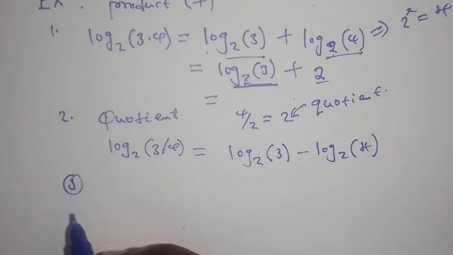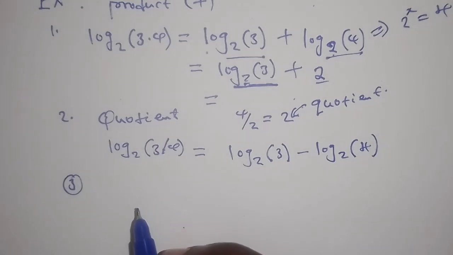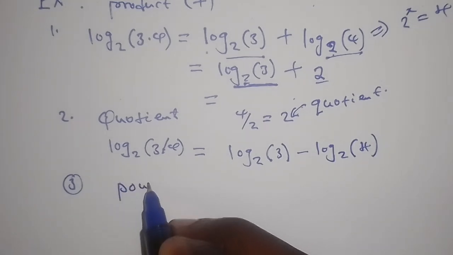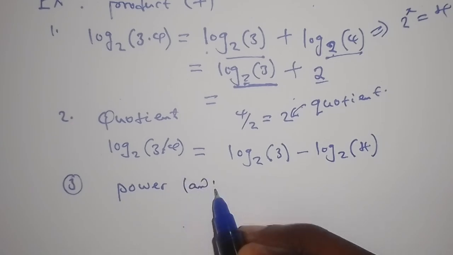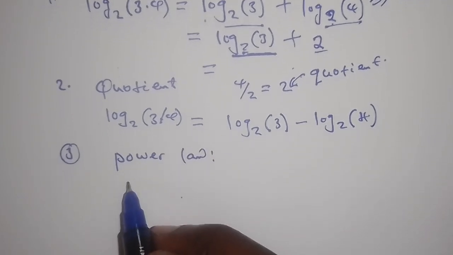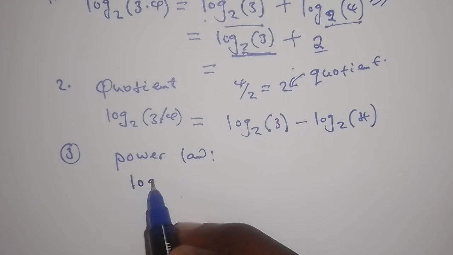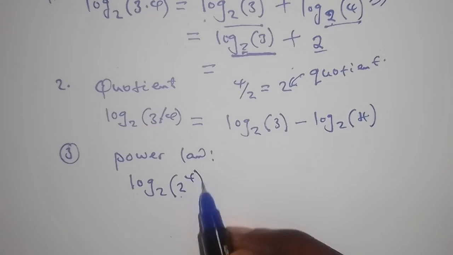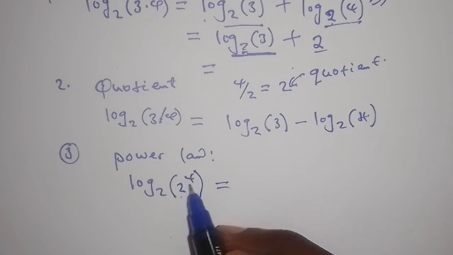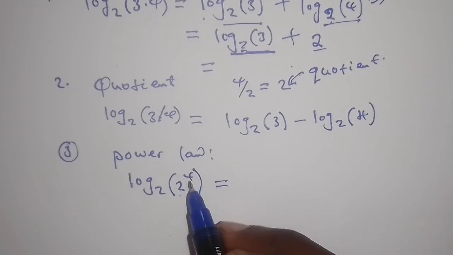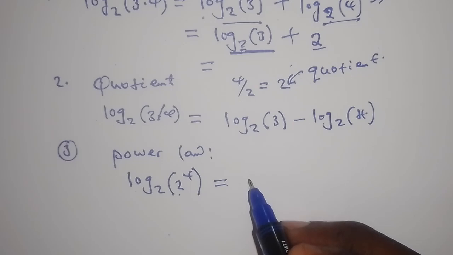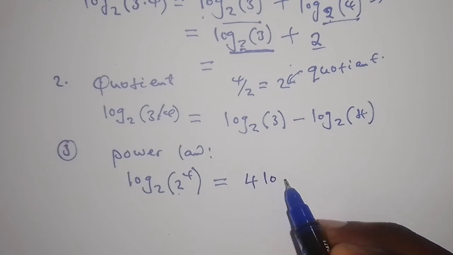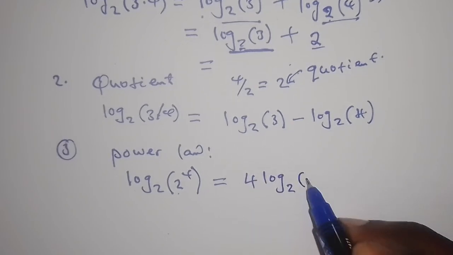And then number 3 was actually the power. So the power law is that you have, let's say, log base 2 of 2 to the power 4. Inside this, the power should come before the log. So 4, and then log base 2 of 2.